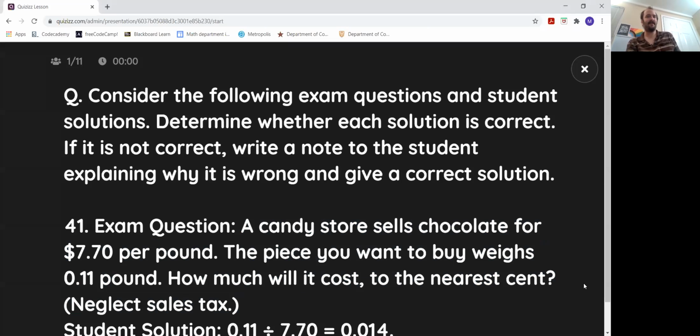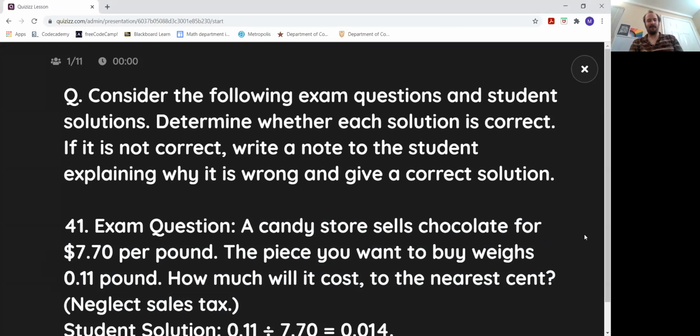Because I'll give you a hint, they're not right. But I want to know why they're not right. What should you do with these two numbers? They're giving you $7.70 per pound, and they're giving you 0.11 pounds, which is how much you're buying.